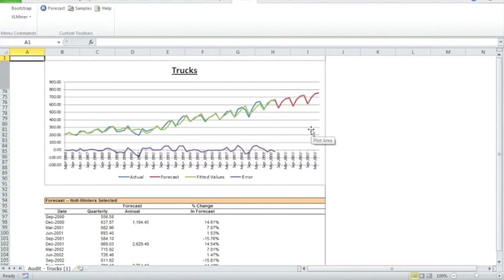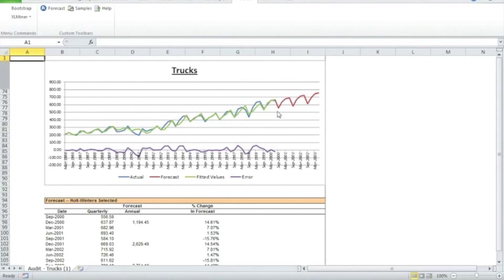The Wizard has generated the forecast, and we can see that the blue line in the chart is the actual set of values for light truck production in the United States. The green line is the set of fitted values. Those are the forecasts within the historic period for light truck production. Once we get to the end of the historical data set, where the cursor is now, you'll notice that the red line that trails off into the future are the actual forecasts that we asked for.